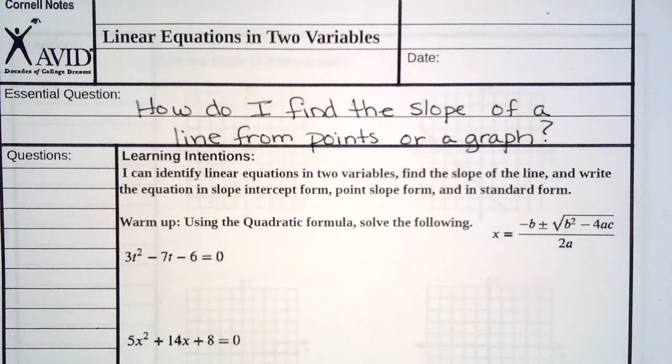Hello class, we're starting our last unit for this semester, which is all about linear equations. So we're looking at linear equations in two variables. How do I find the slope of a line from points or graphs is the essential question. Your learning intention is, I'm learning to identify linear equations in two variables, find the slope of the line, and write the equation in slope-intercept form, point-slope form, and in standard form.